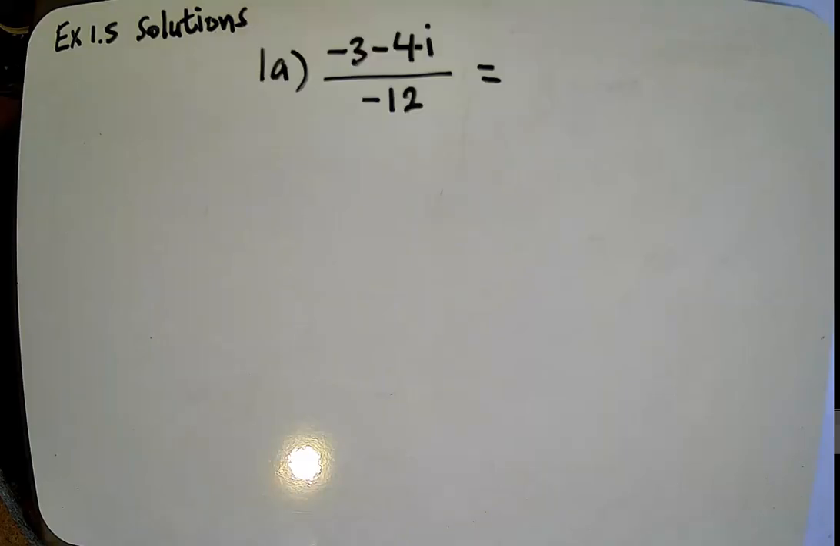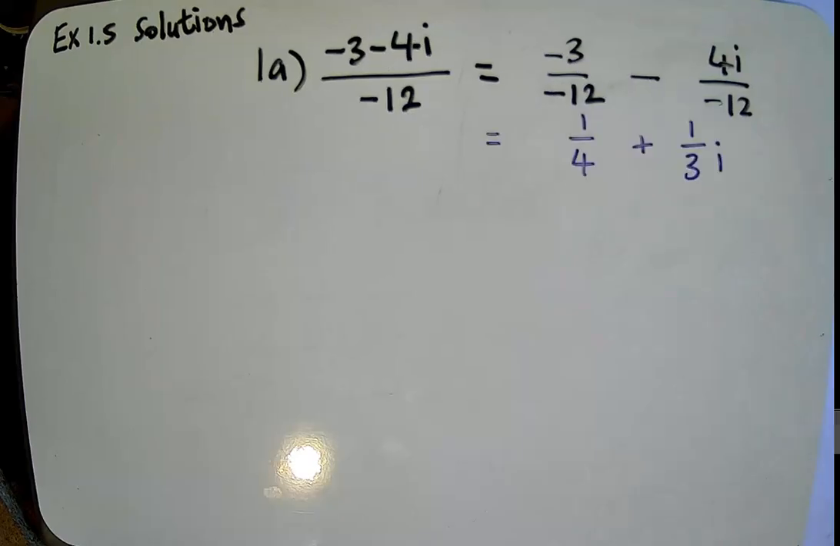1a. So notice here in the denominator, we have a negative. So we can split it into two parts, minus 3 over minus 12 and minus 4i over minus 12. Both the terms in the numerator are divided by minus 12. So the first step here will be to split it. A negative divided by a negative is a positive. We will get 1 over 4 plus 1 over 3i.